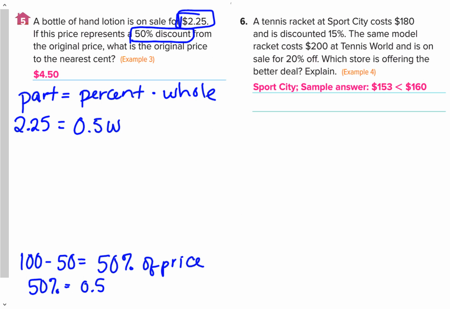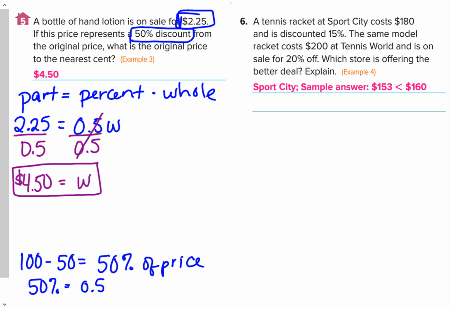So now how we solve for this is we're just going to divide by 0.5 on both sides of the equation. This divides out to 1. So our original price is $4.50. This is why method 2 is really good, because you're finding out how much you actually paid for it.